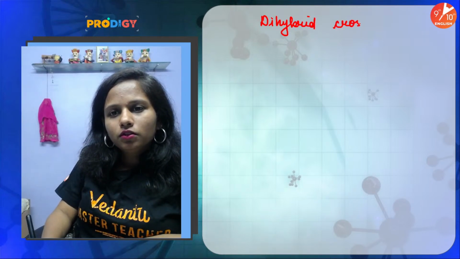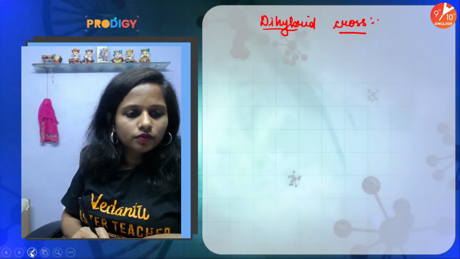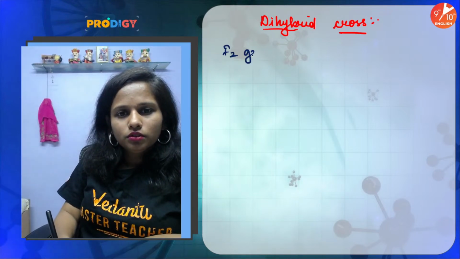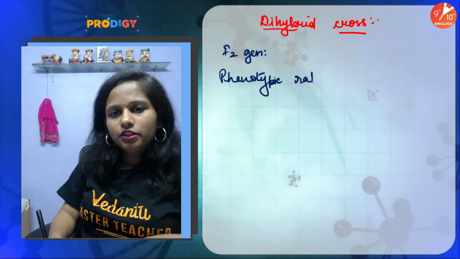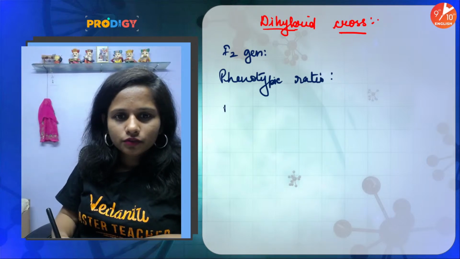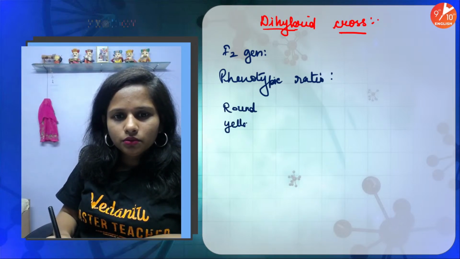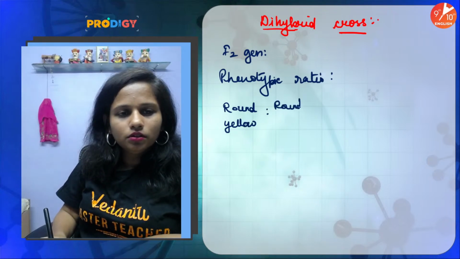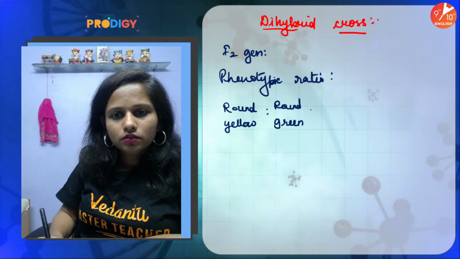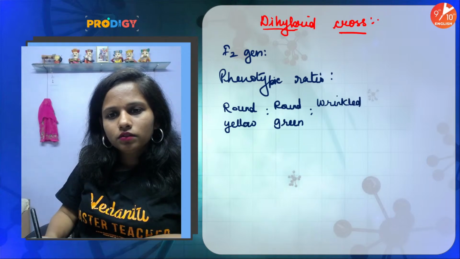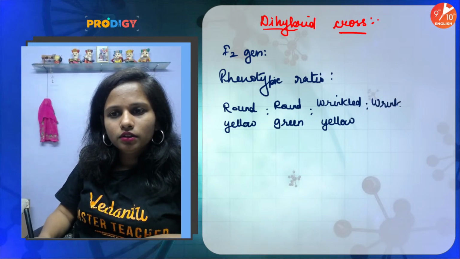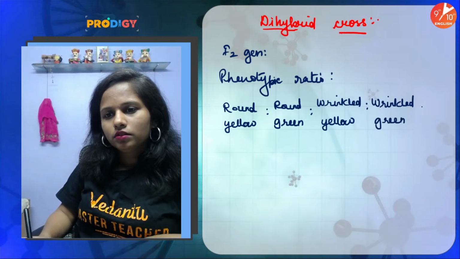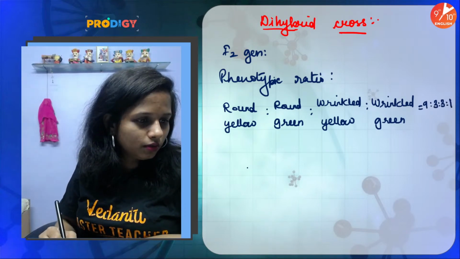Dihybrid cross. In a dihybrid cross in the F2 generation, we obtained the phenotypic ratio: round yellow to round green to wrinkled yellow to wrinkled green is equal to 9:3:3:1.